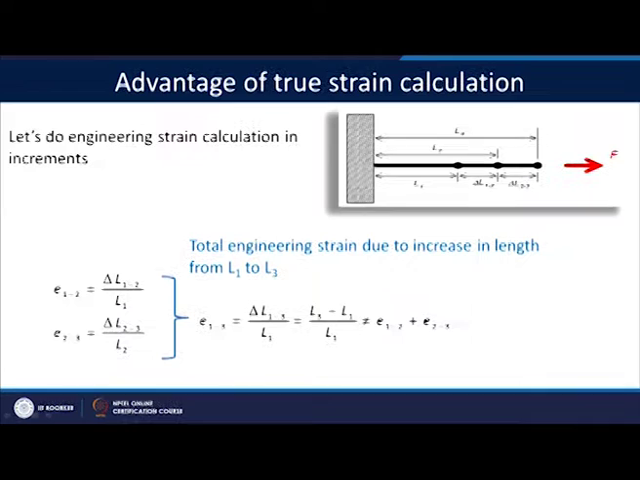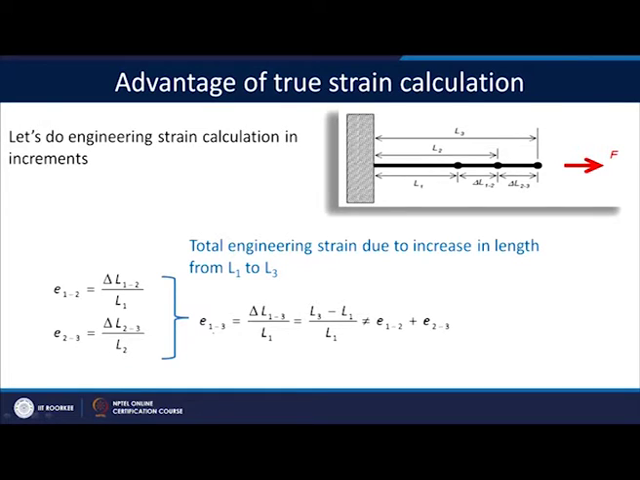Now, what is the advantage of true strain calculation? That is very important. Let us do the engineering strain calculation in increments. Your initial length is L1, then it increased to L2 after the first increment, then it increased to L3 after the second increment and so on. From 1 to 2 it is delta L1 2, from 2 to 3 it is delta L2 3 and so on. So the engineering strain between 1 and 2 will be delta L1 2 divided by L1, and E2 3 will be equal to delta L2 3 divided by L2, and so on.